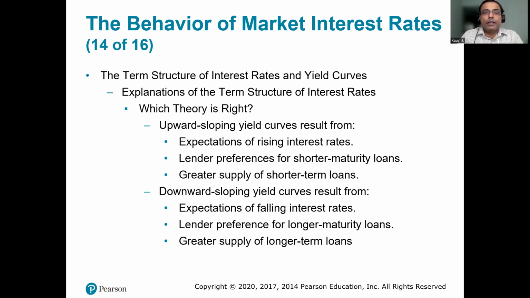And the third theory says that there might be a greater supply of short-term loans, because of which their interest rate goes down. And one or more of these reasons explain why there is an upward sloping yield curve. Similarly, for a downward sloping yield curve, there are different explanations provided by the different theories. So one or more of these explanations are valid.